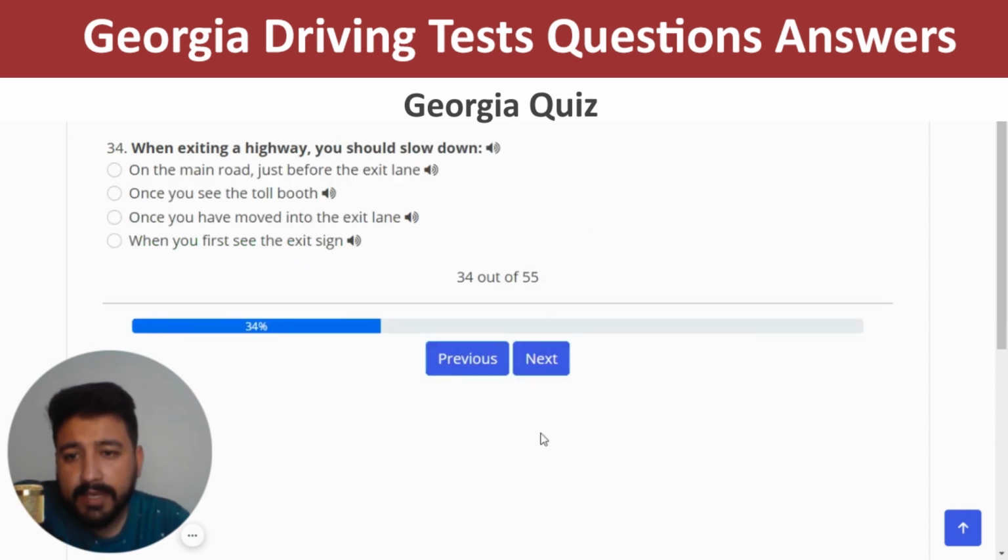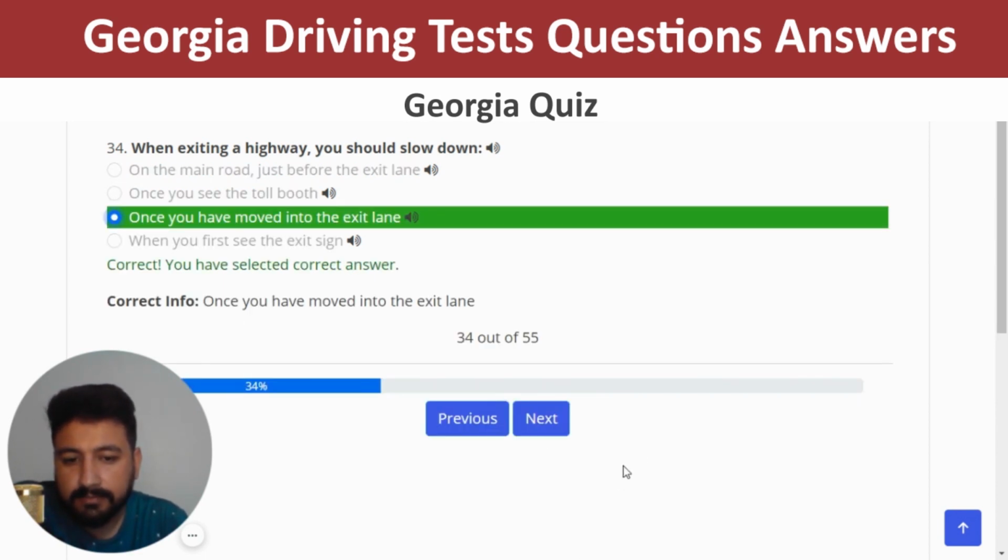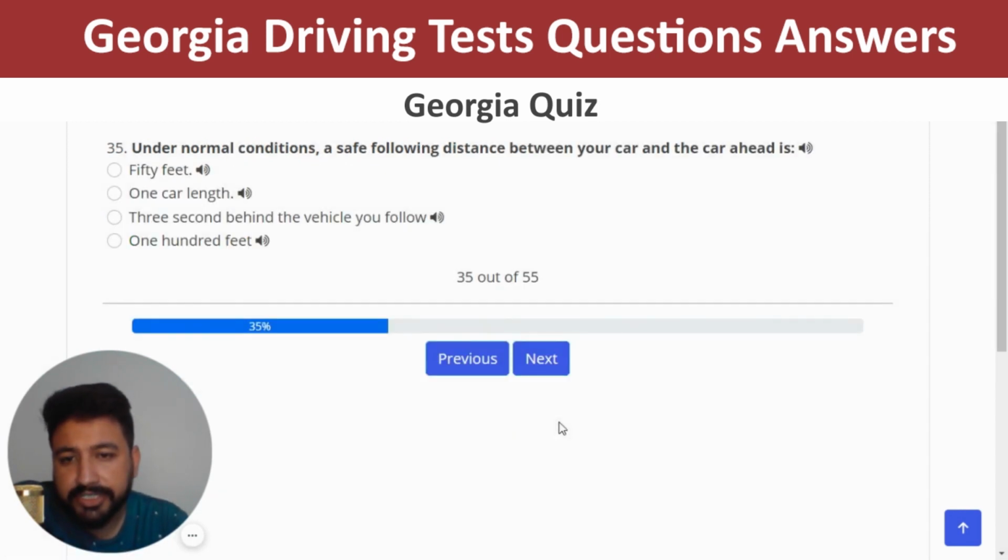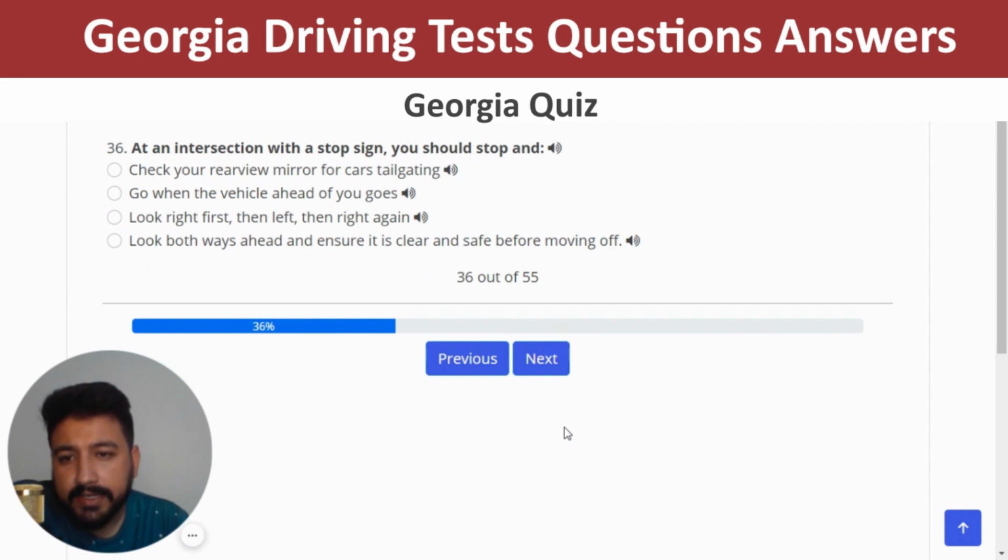Correct. And next. When exiting a highway, you should slow down once you have moved into the exit lane, which is the third one. Yeah, and next. Under normal conditions, a safe following distance between your car and the car ahead is 3 seconds behind the vehicle you follow, which is the third option again. Next. At an intersection with a stop sign, you should stop and look both ways ahead and ensure it is clear and safe before moving off. So I'm going to click on the last option.